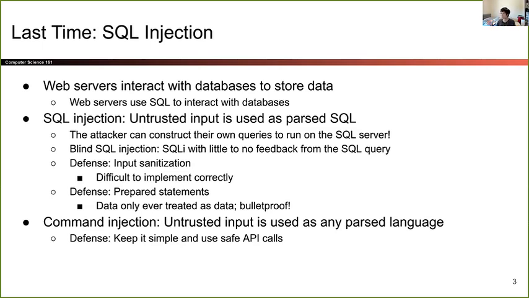We also generalized this idea to command injection, basically for any parsed language that is used with untrusted input. And the defense is just to keep it simple and make sure you're using safe API calls. We talked about the example of running an entire shell command. Instead, you probably just want to execute the program directly rather than spawning a shell.